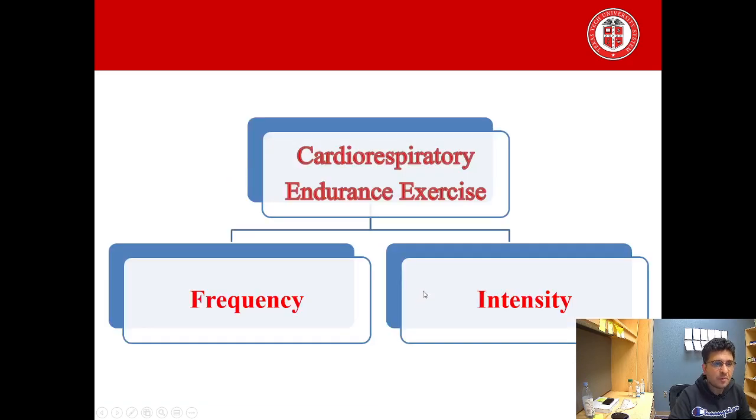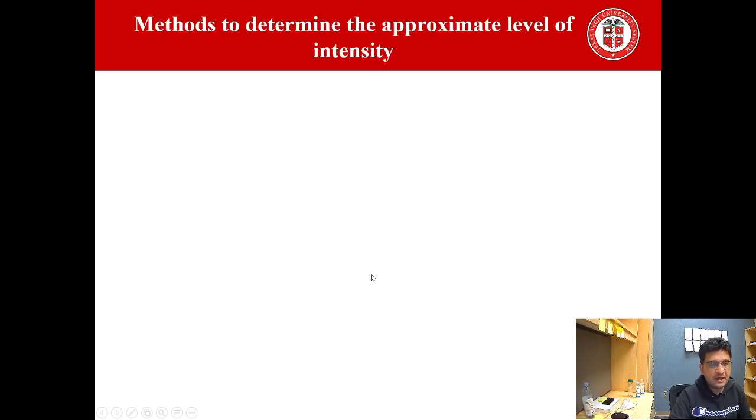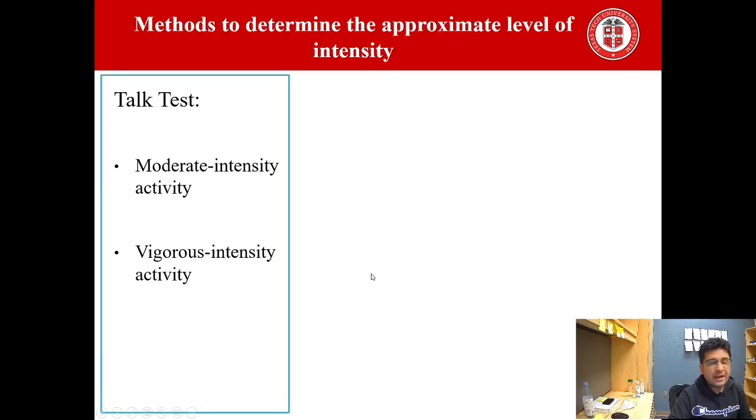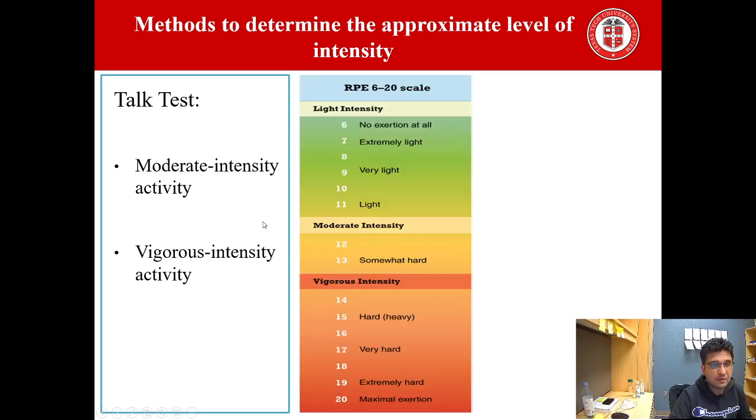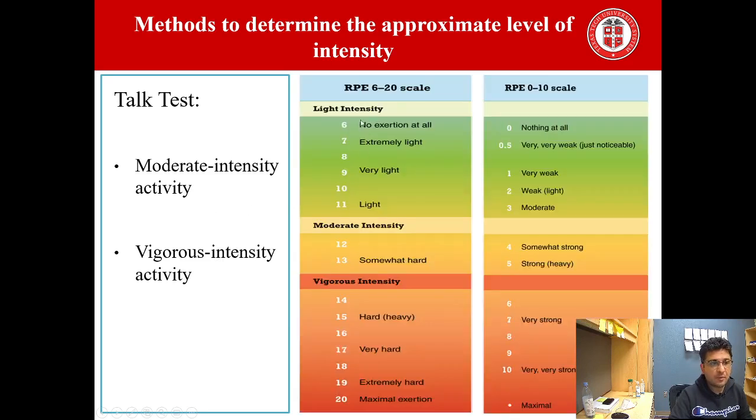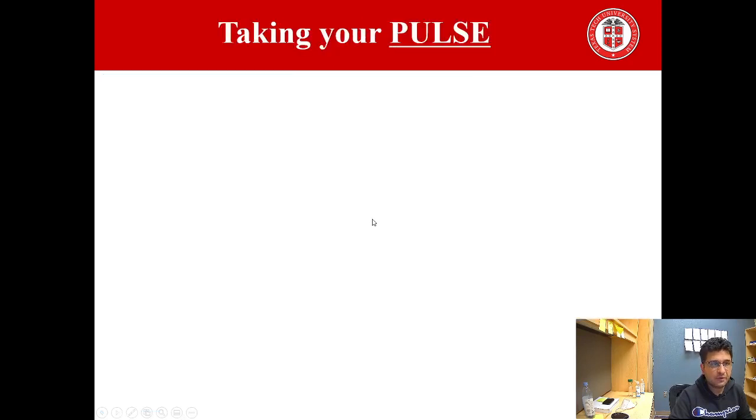Now, once we talk about cardiorespiratory training, we will talk about the frequency and the intensity. We talked very briefly about the talk test. It's a very rough and crude method, but you don't need any specific equipment for that. And then we talked about these two RPE scales, the rating of perceived exertion, to make sure whether our endurance exercise is light intensity, moderate or vigorous.